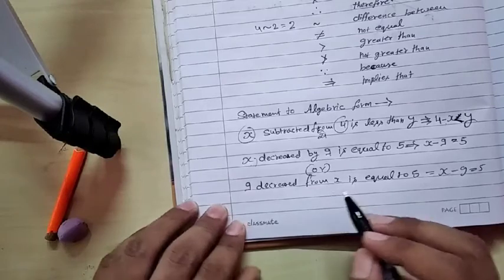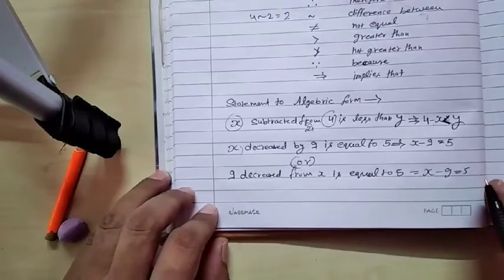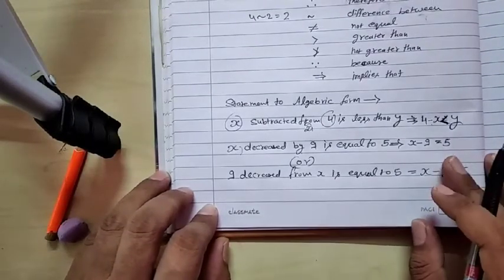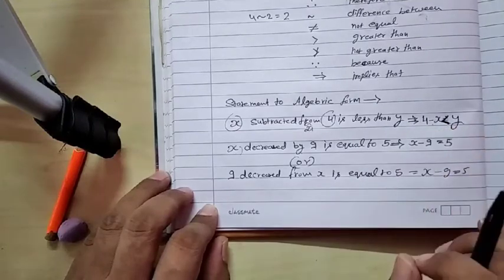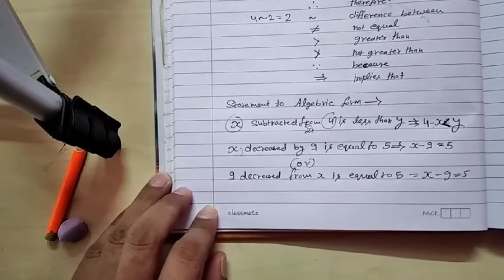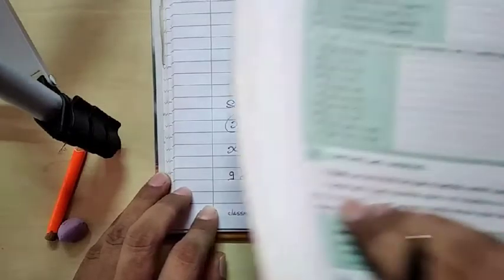So just pay attention to the language of the statement of which you have to write the algebraic form. After that, there are some questions in the exercise which I am going to tell you here.